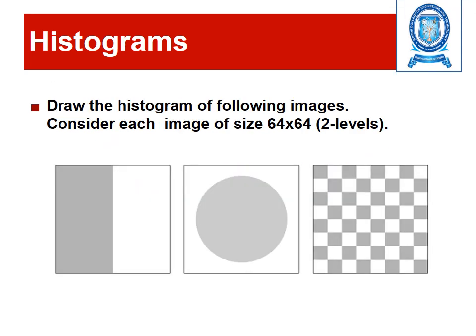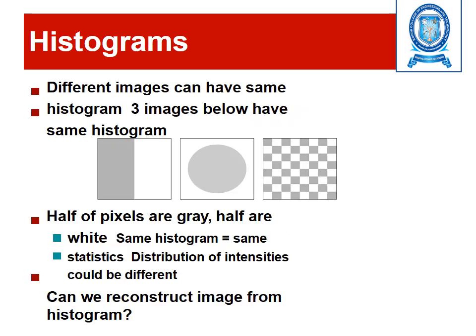Similarly, we are taking a histogram of an image of size 64 cross 64 pixels, and we process that image to find the number of gray levels. Gray level is nothing but the zeros and ones present in the image. Different images can have the same histograms.